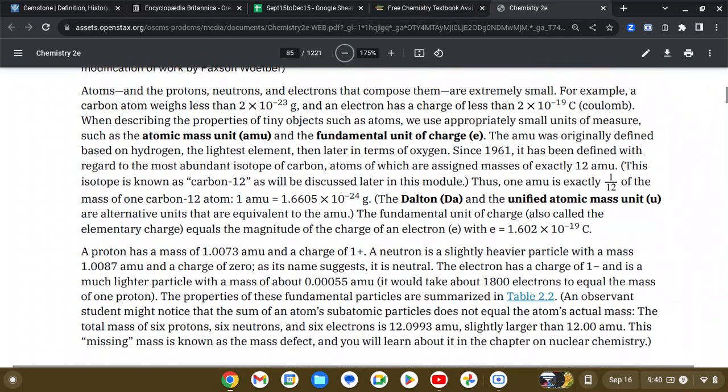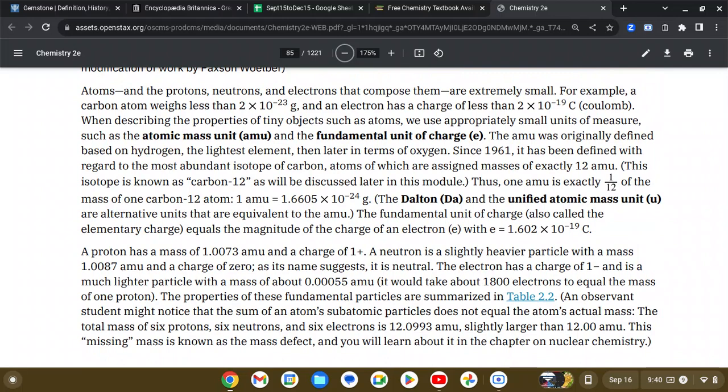Atoms and the protons, neutrons, and electrons that compose them are extremely small. For example, a carbon atom weighs less than 2 times 10^-23 grams, and an electron has a charge of less than 2 times 10^-19 coulombs. When describing the properties of tiny objects such as atoms, we use appropriately small units of measure, such as the atomic mass unit and the fundamental unit of charge.